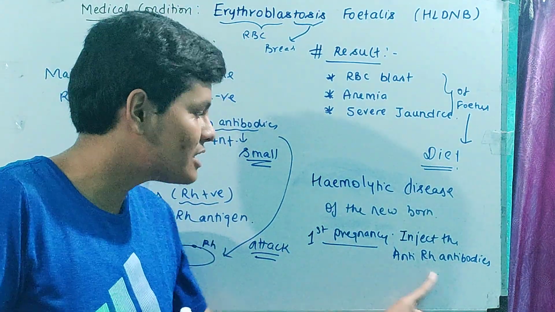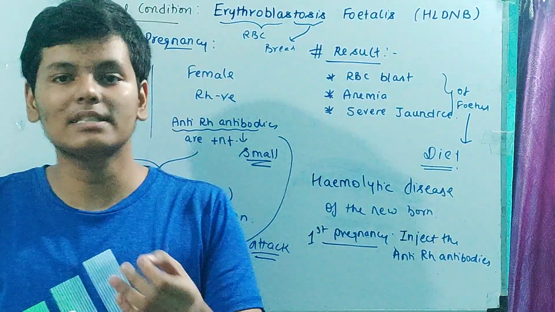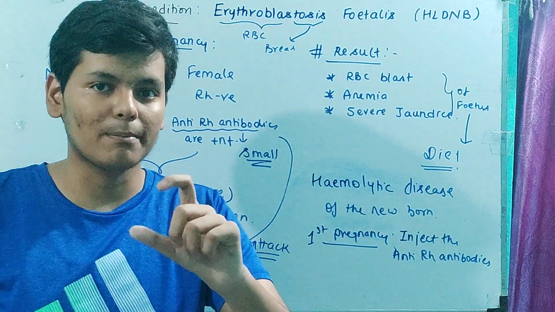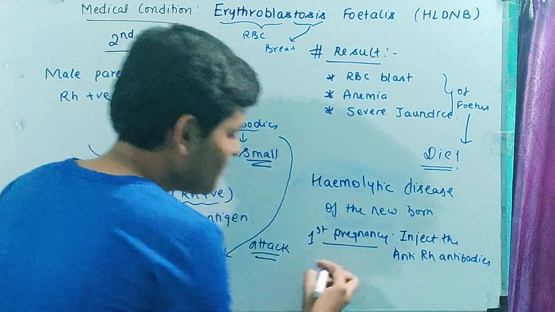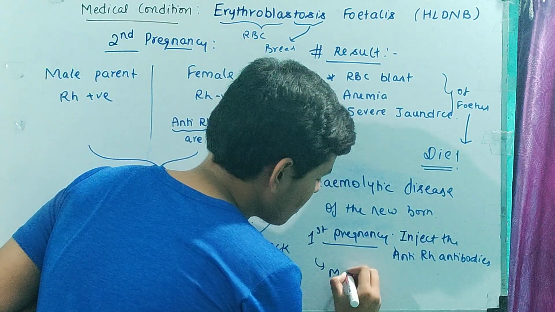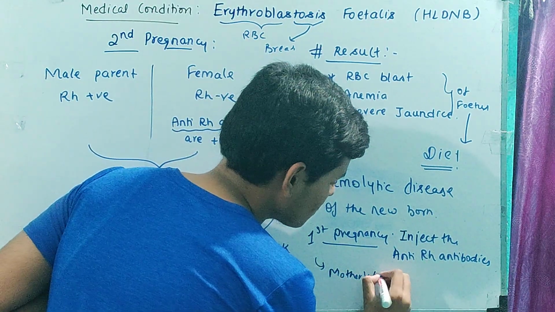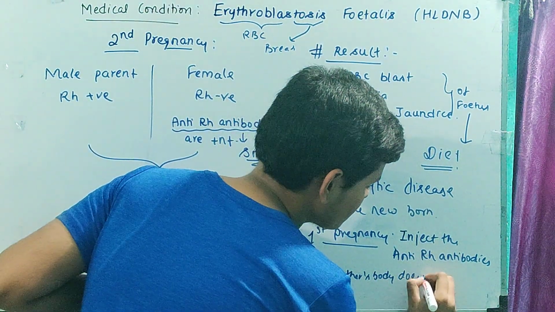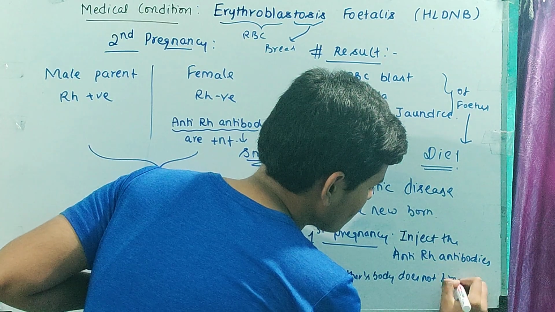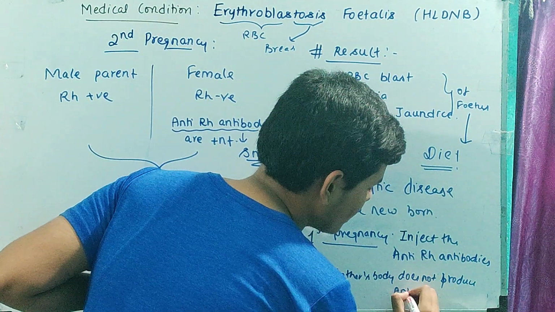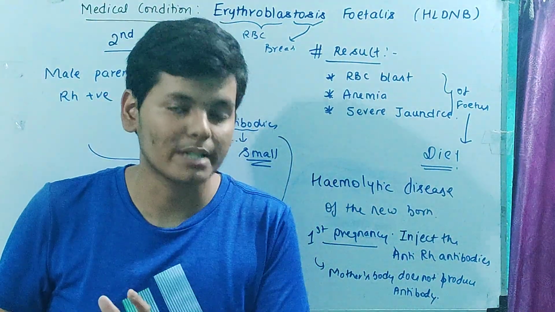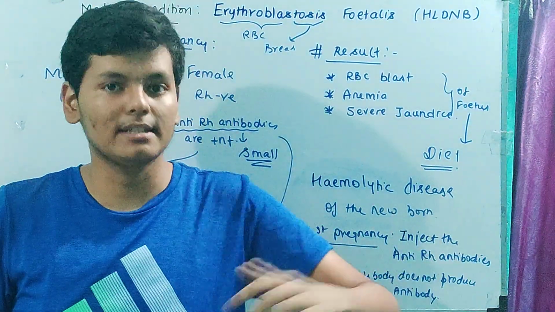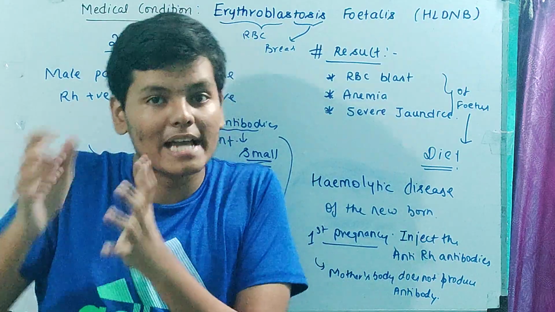But the injected anti-Rh antibodies also do the same function, that they clot the remaining blood of the positive fetus. So what happens is, the mother's body will not produce the antibody. Then in the subsequent pregnancy, that is the next pregnancy, again the same cycle will repeat.